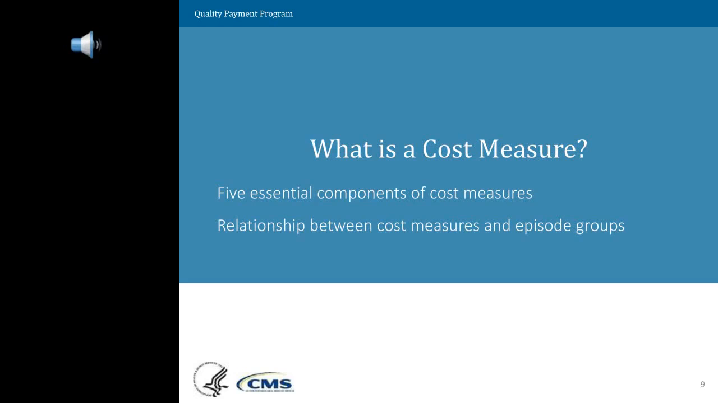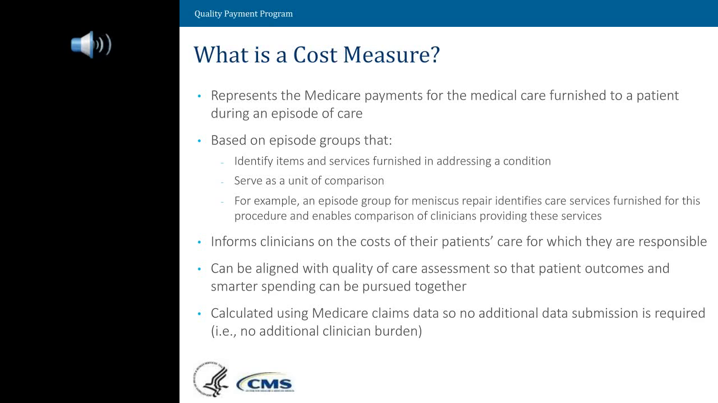So to go into the second topic for today, what is a cost measure? Next slide, please. A cost measure represents the Medicare payments for the medical care furnished to a patient during an episode of care. Cost measures are based on episode groups that identify items and services furnished in addressing a condition, and serve as a unit of comparison. For example, an episode group for meniscus repair identifies care services furnished for this procedure and enables comparison of clinicians providing these services. Cost measures inform clinicians on the costs of their patients' care for which they are responsible. Cost measures can be aligned with quality of care assessment so that patient outcomes and smarter spending can be pursued together. Finally, cost measures are calculated using Medicare claims data, so no additional data submission is required. In other words, there is no additional clinician burden. Next slide, please.